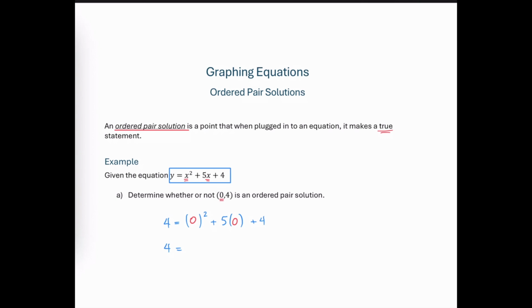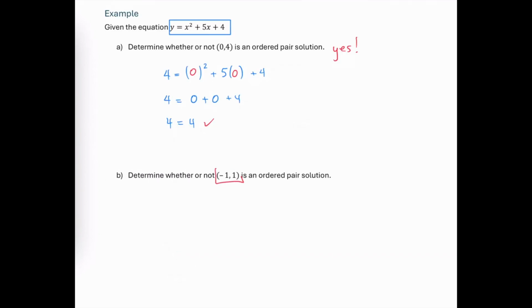So we have 4 is equal to 0 plus 5 times 0 is 0 plus 4, so this is 4 is equal to 4, which is a true statement. So since plugging (0, 4) into the equation made it true, then we say yes, the ordered pair (0, 4) is an ordered pair solution. Now let's do this one more time with another ordered pair. This time we'll be plugging -1 in for the x's and +1 in for the y's.